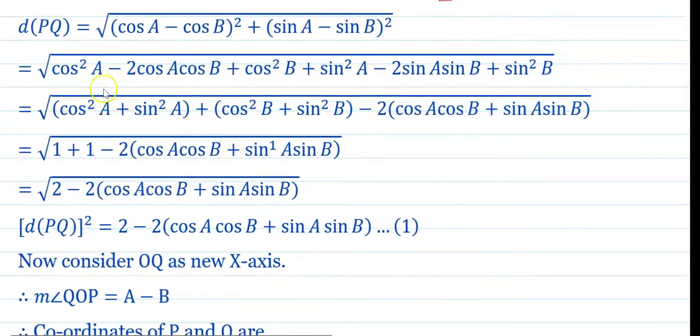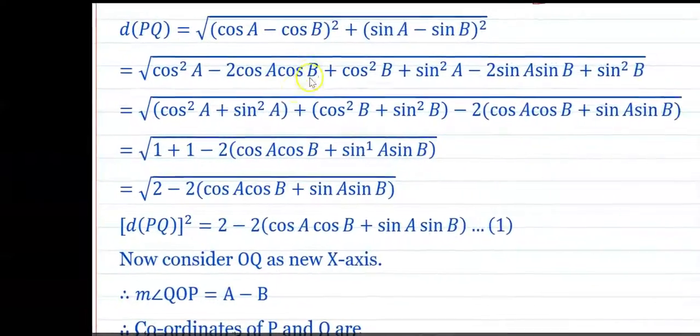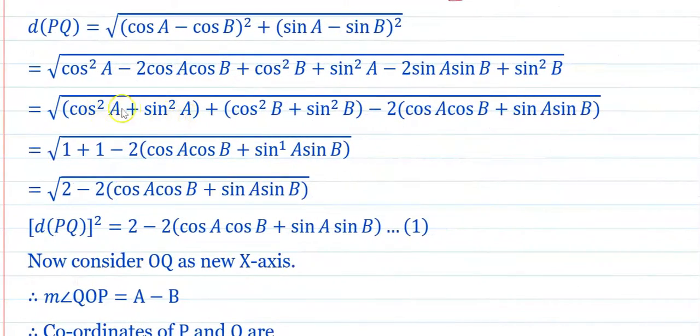आता collect करणार terms, that is cos square A plus sin square A. But cos square A plus sin square A is 1. Cos square B plus sin square B is also 1.